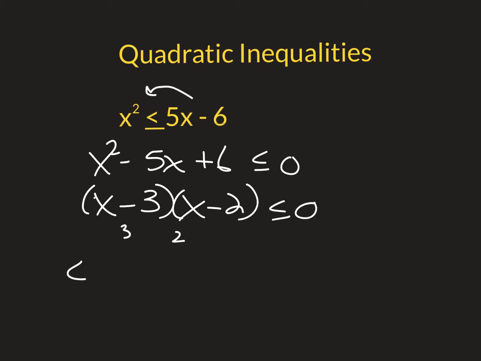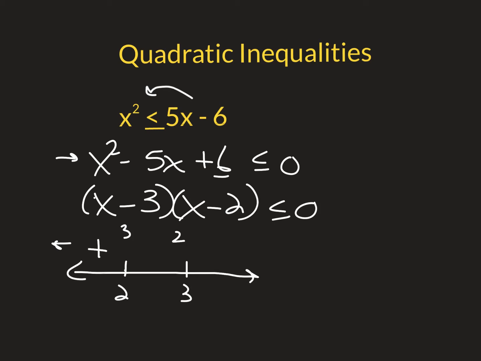What I'm going to do now is draw a little, this looks like a number line. Technical name is a sign graph. I'm going to put the 2 and the 3 here. I'm going to plug in a number over here, like 0. If I plug 0 into the original, that leaves me with 6. 6 is positive, so I'm going to put a positive sign there.